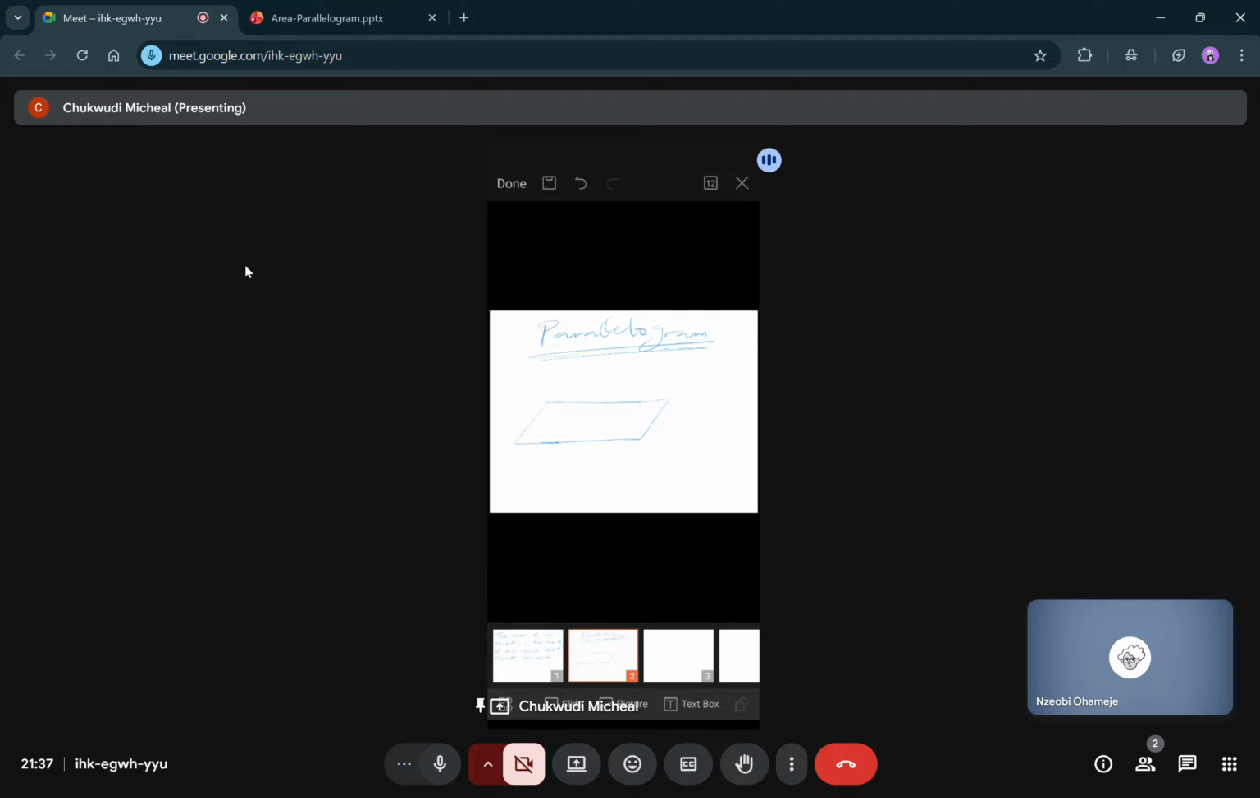So this is a parallelogram here. A parallelogram can be drawn like this, and then it can equally be drawn like this. Whether you draw it standing tall or lying down, they are all the same thing. So this is a parallelogram. What I have here is a parallelogram.